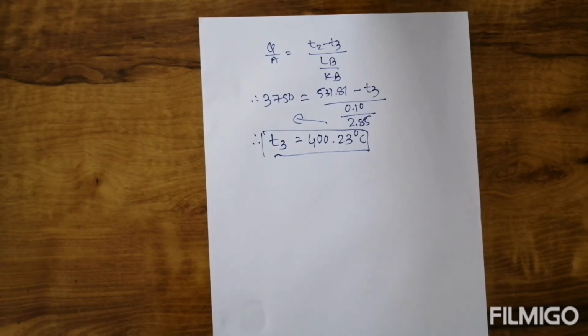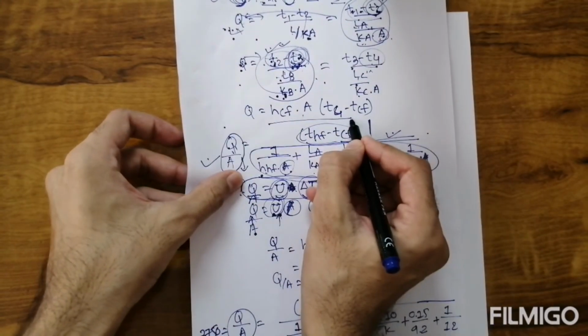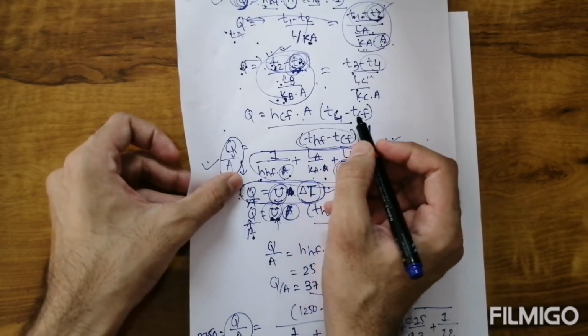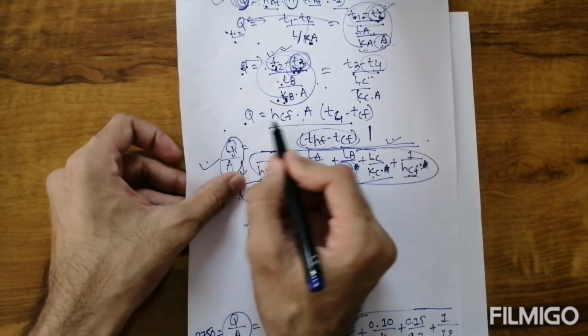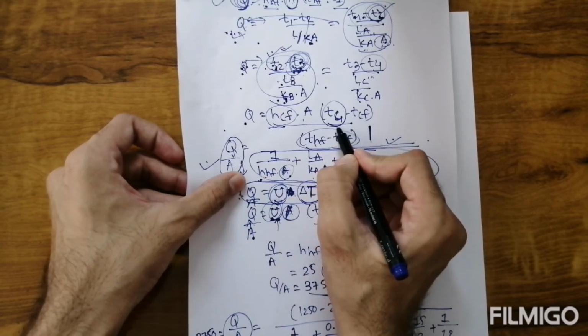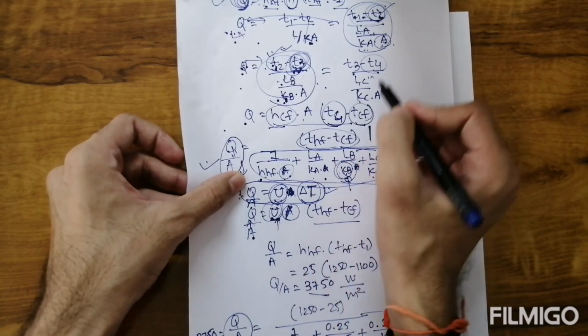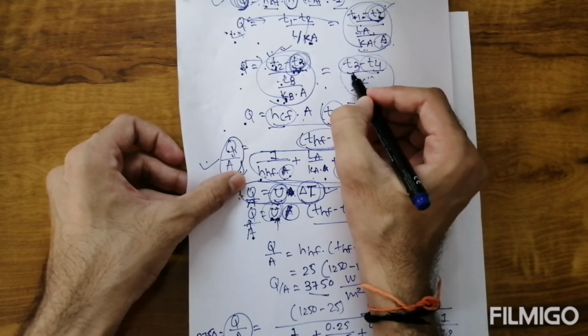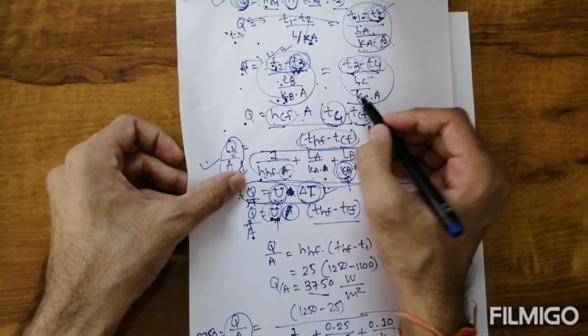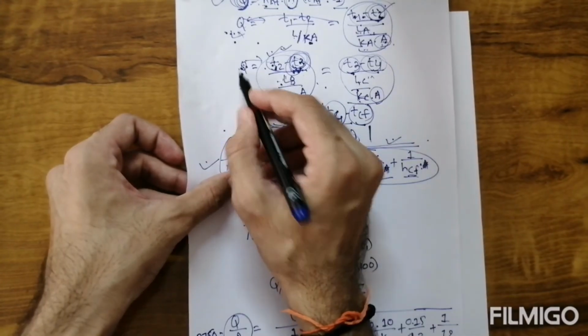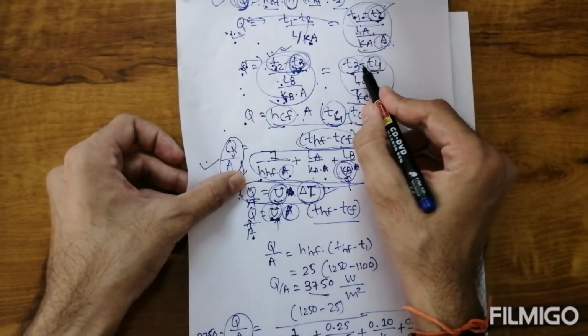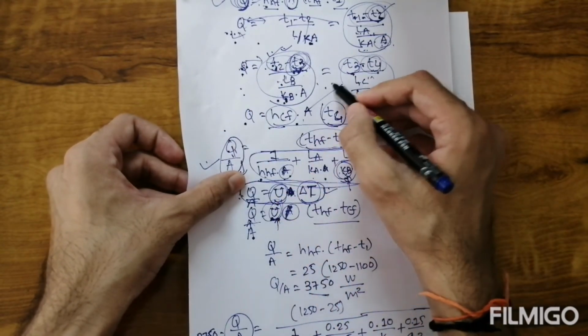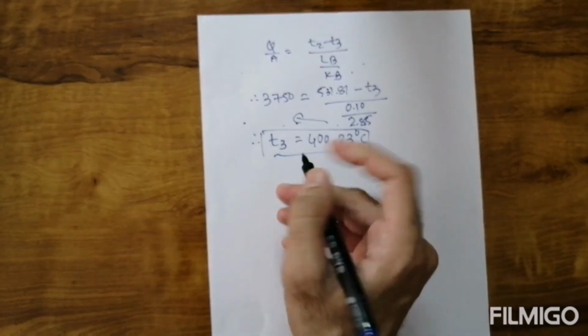Now finding out T4. For T4 we have two equations. First we find the value of T4. Why use that equation? Q by A is already found, HCF is given, T4 is unknown, TCF is given. We can also use the other equation because T3 is already found, T4 is unknown, and LC and KC are known. Both give the same answer, so we can use any one equation.